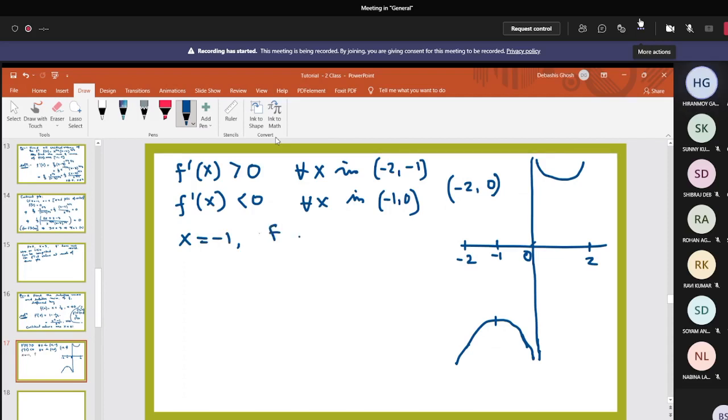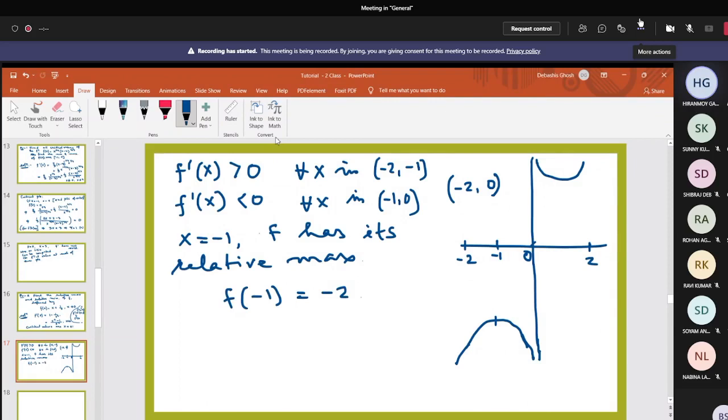F has its relative maximum, and that is your f of minus 1 that you can compute very easily, which is minus 1 and minus 1, that is minus 2.